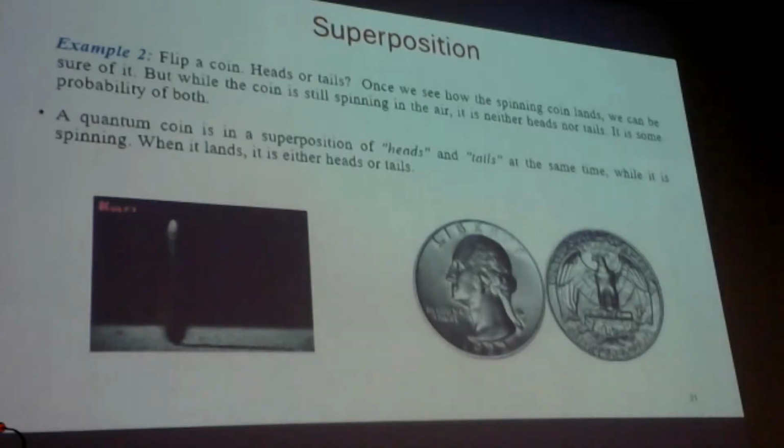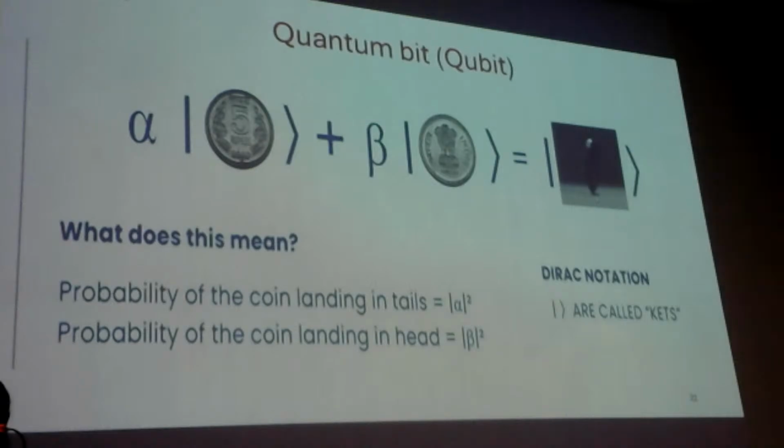Depending on that, the probability changes. So a quantum coin is the superposition of heads and tails at the same time while it's spinning. When it lands, it's either heads or tails, as shown in the picture.